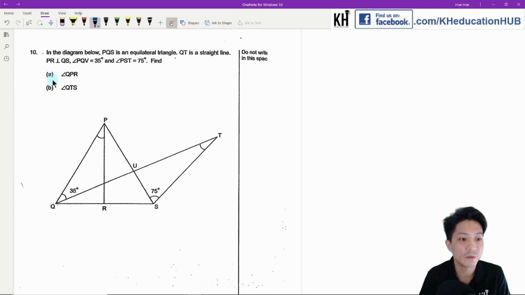Okay, so for A, we need to find angle QPR, which is marked here. And we also need to find angle QTS. QTS is also marked out over here.